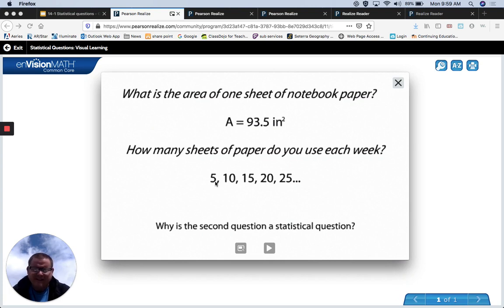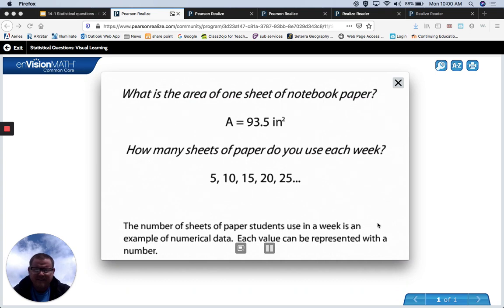One person says I use 5. Another person would say I use 10 sheets, 15 sheets. But the first question has only one answer, and only one answer would answer that question, so it's not a statistical question. We want questions that are going to provide us with many different answers. There might be the same answer, like one student might use 5 and another student may also use 5, but that 5 is not going to be the only answer.